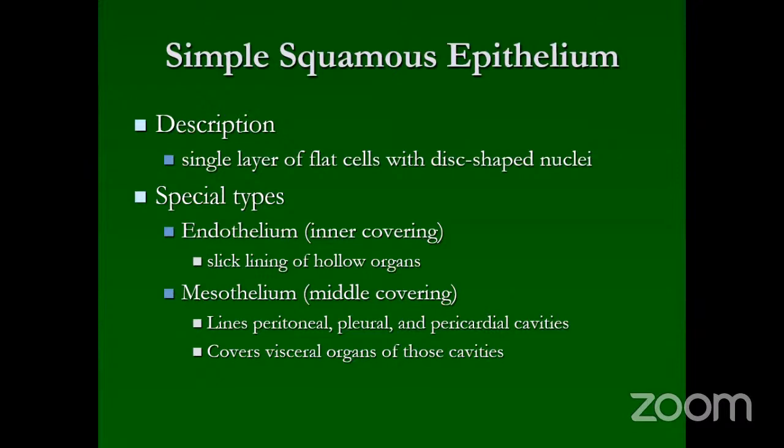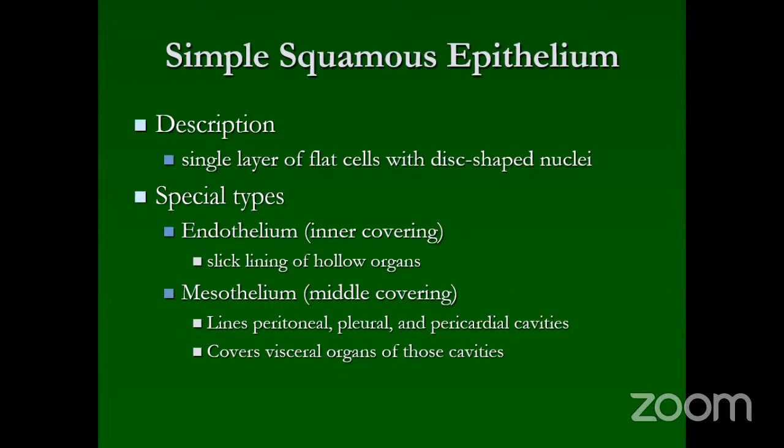So what are hollow organs? They are visceral organs which are like a pouch, like our intestine, stomach, or a cavity like the heart or bladder. In such organs you see this inner covering, and we can also see a middle covering, which is called the mesothelium. We can see this in the peritoneal, pleural, and pericardial cavities.